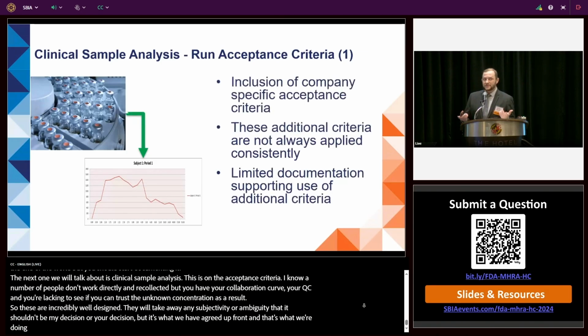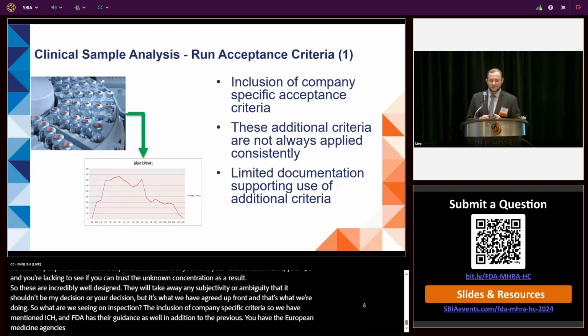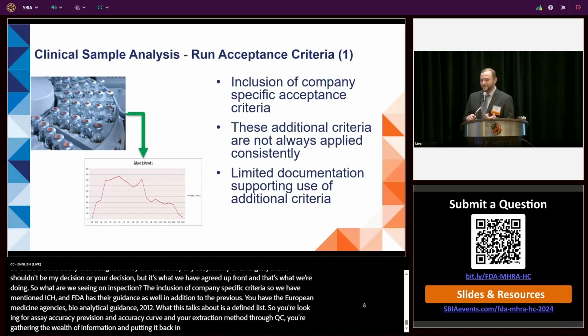So what are we seeing on inspection? The inclusion of company-specific criteria. We've mentioned ICH M10, and FDA have their guidance as well. In addition to that, previous to that, you have the European Medicines Agency's Bioanalytical Method Validation Guidance 2012. What those talk about is a defined list. You're looking for assay accuracy and precision, you're looking specifically at the calibration curve, whether or not you can regress lines against it, you're looking at your extraction method through QCs, you're gathering a wealth of information and then putting that back in. So that's one thing.